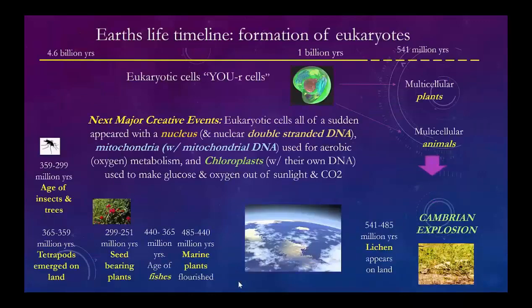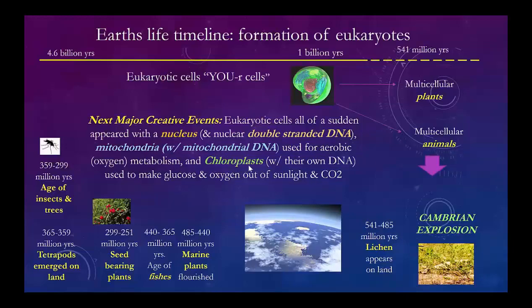Now, the next step in organism formation is the development of eukaryotic cells. Now, we translate that to be "you," and put an R on it, and then "cells." So they're really your cells. And these cells will ultimately turn into plants and animals, but they're very important. The eukaryotic cells are going to develop a nucleus with nuclear DNA, which is now double-stranded and encapsulated, and mitochondria with their own mitochondrial DNA, which ends up coming from the maternal side of the organism. And then it's used for aerobic metabolism, which is what we use.